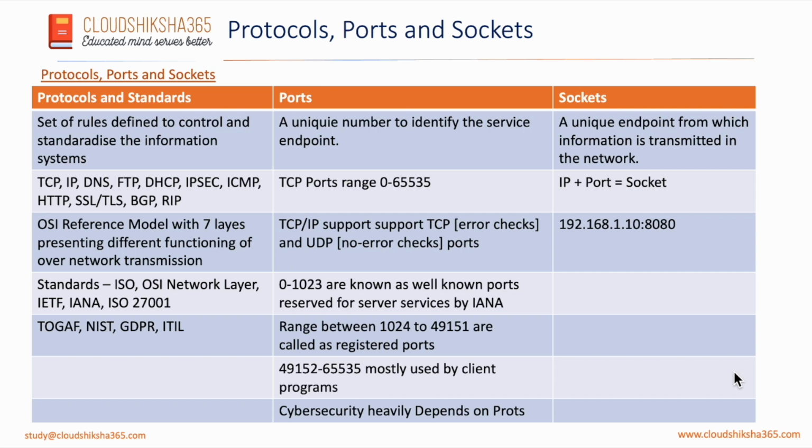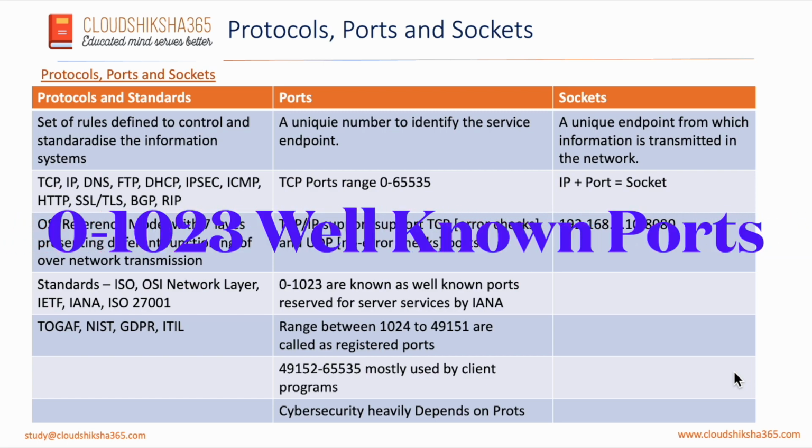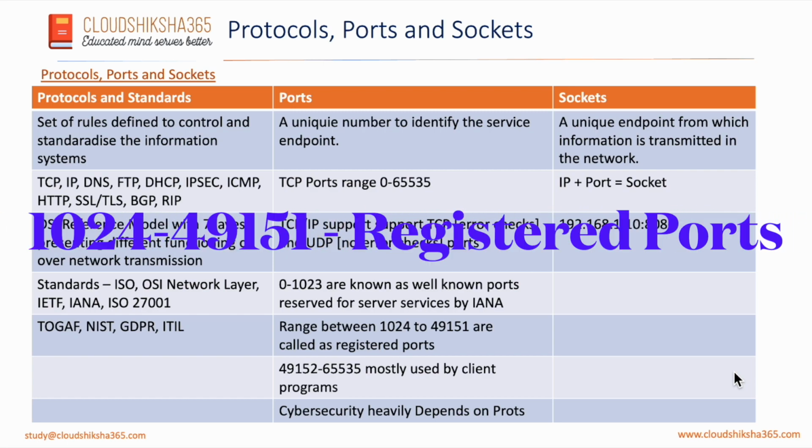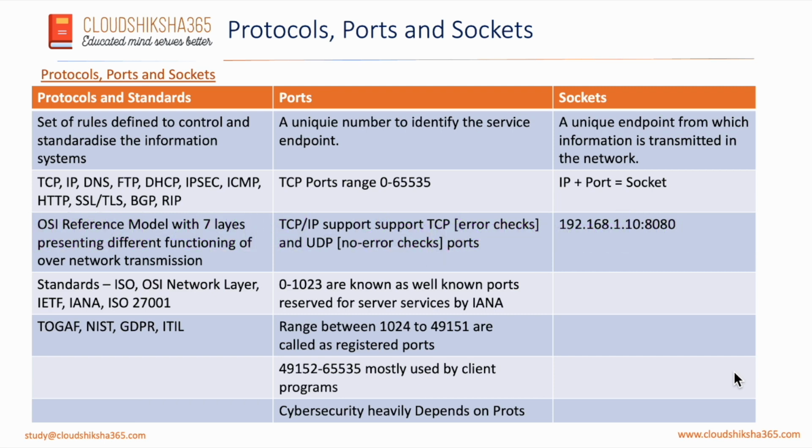Then when we talk about various TCP ports, the range is big. However, this is divided. So 0 to 1023 are known as well-known ports, which are reserved by IANA. If you are not sure about IANA, or you are only listening to this video, I recommend you to please listen to my previous chapter where I have explained what IANA is and what it does. Then the range for the ports, starting 1024 onwards until 49151, are called registered ports, and ports beyond this range are mostly the client programs, or client ports.